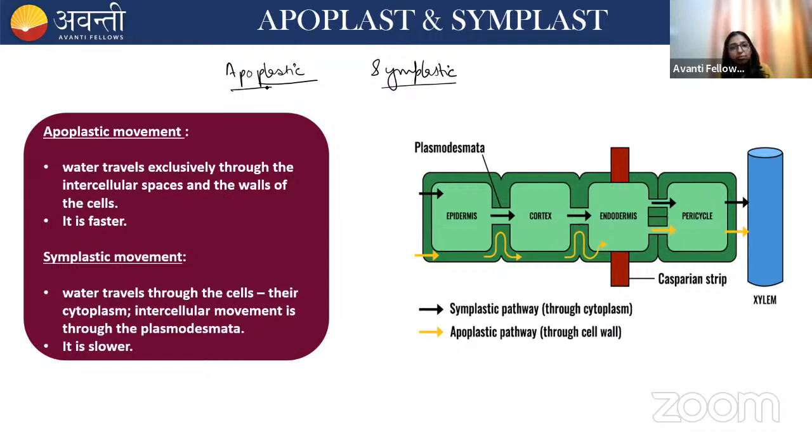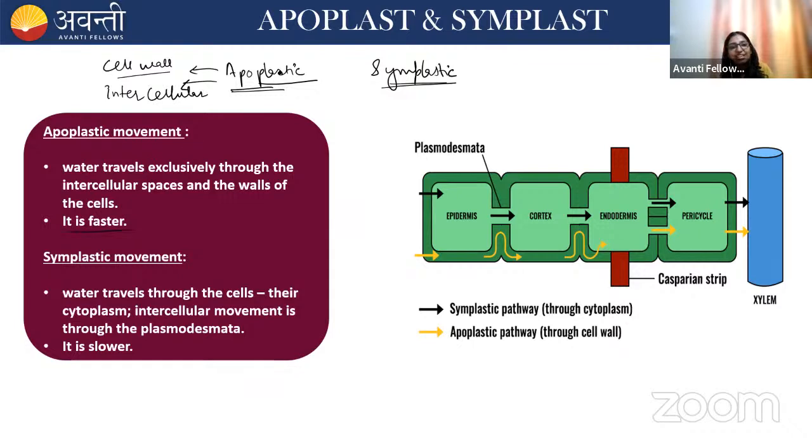So there are two types of movement. One is apoplastic, another one is symplastic. Apoplastic movement takes place through the dead spaces of the cell: the cell wall, remember, the cell wall is dead, and second, the intercellular spaces.